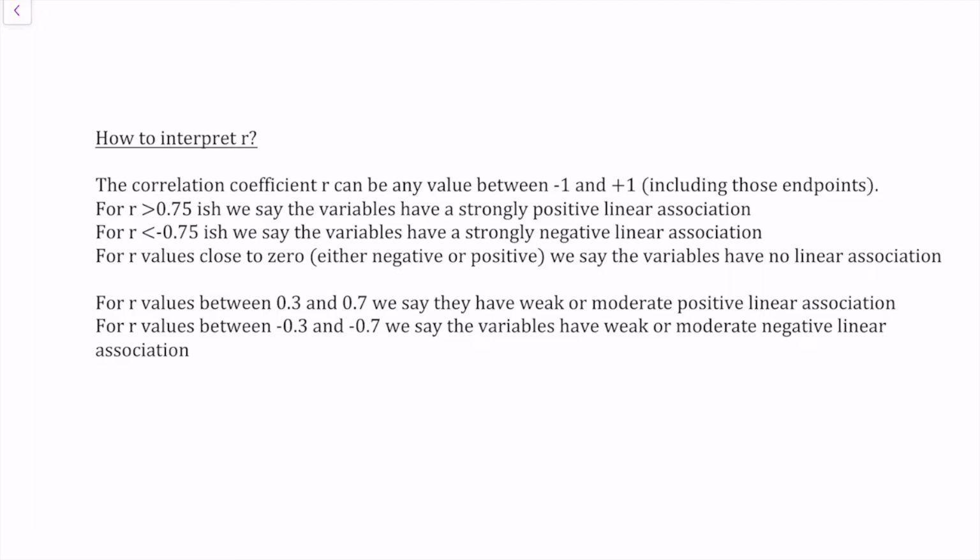For any R values that are close to 0, right? So something like -0.1 or a positive 0.2. Those values that are close to 0 on either side, negative or positive, we say the variables have no linear association.